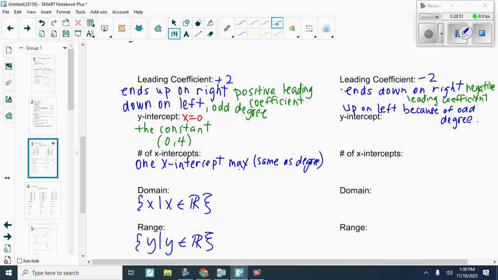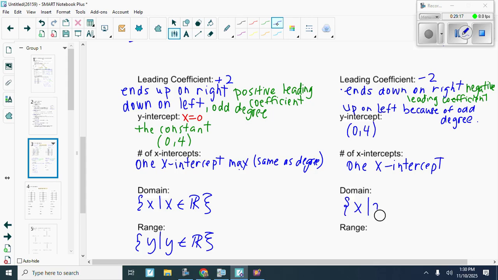Our y-intercept, this one was the same. It was the constant. Our constant equaled 4, so our y-intercept equaled 4. The number of x-intercepts, 1 x-intercept. The domain, there's no restrictions.